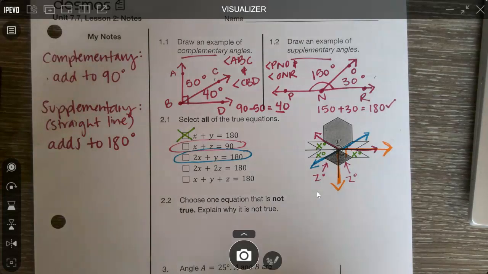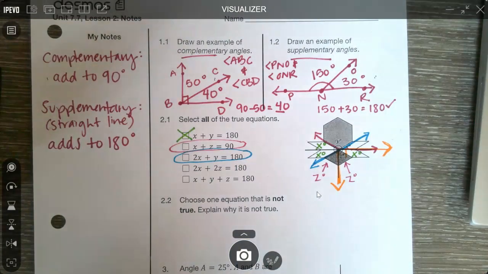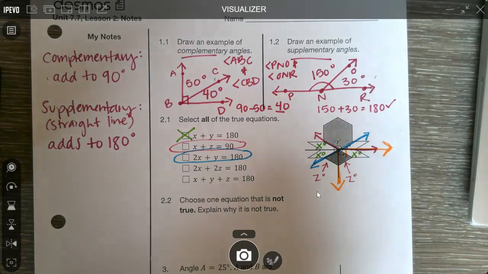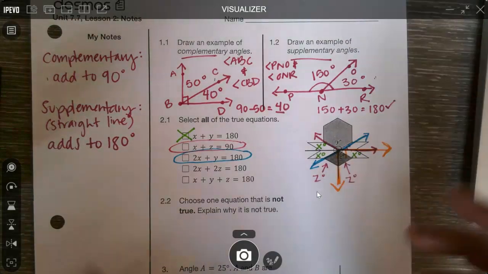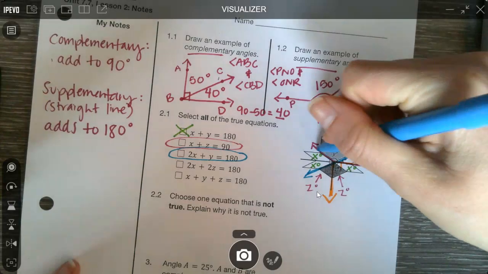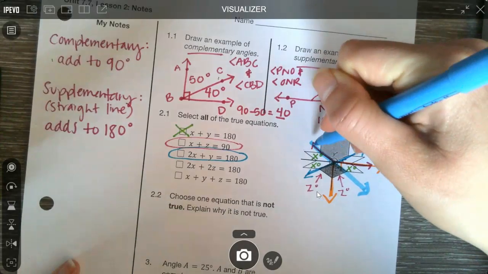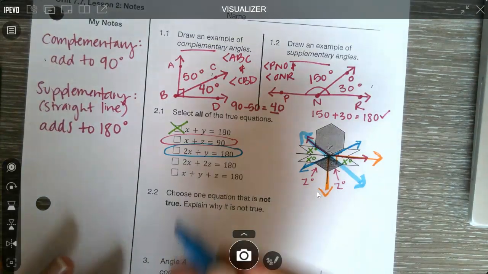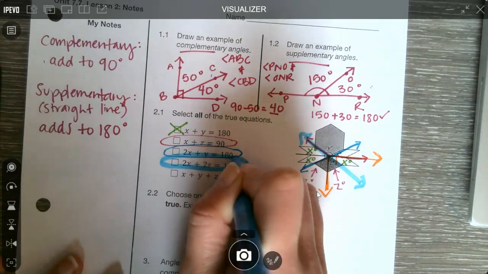Okay, last two. We got 2x's plus 2z's has to be 180. Let me get a different color. Get a highlighter maybe. All right, so I've got 2x's and 2z's. All right, here's 2x's, 2z's. If I make a line, ooh, is that also a straight line? Sure is. So I can circle this one.